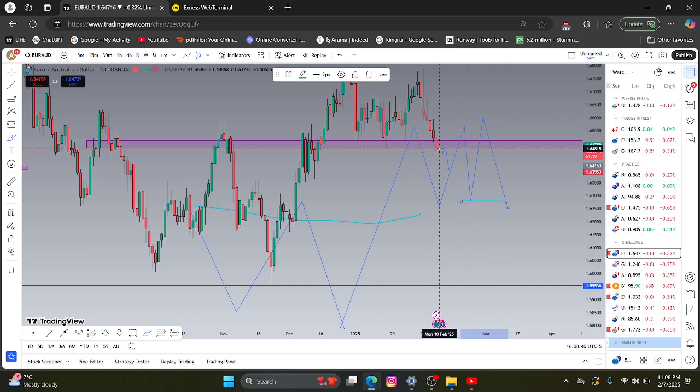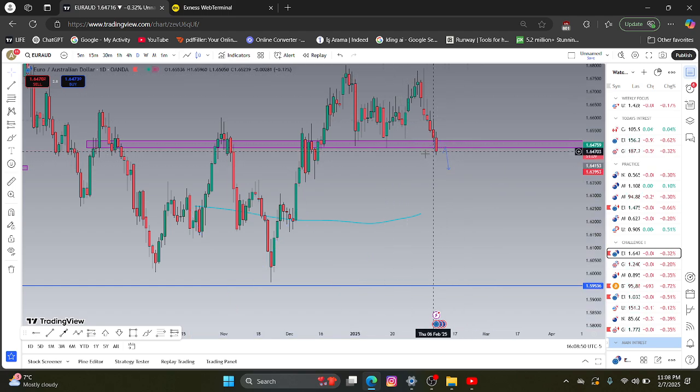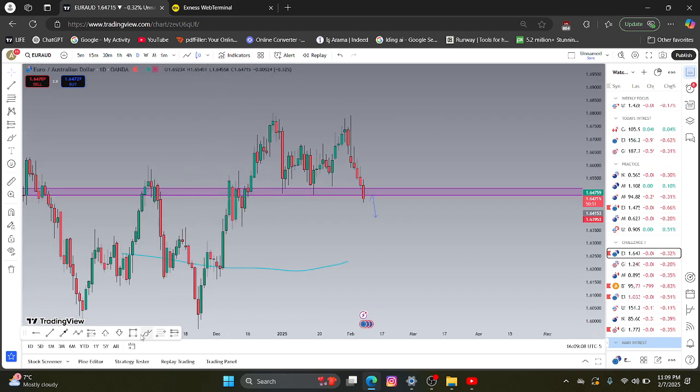It's currently breaking, as we can see. So all we have to do is wait for the market to close above this zone, this wall. Then if it closes above this zone, this is an opportunity for us to be interested in sales, because this is a nice head and shoulder pattern, though the head is inside, but it's still a head and shoulder pattern.